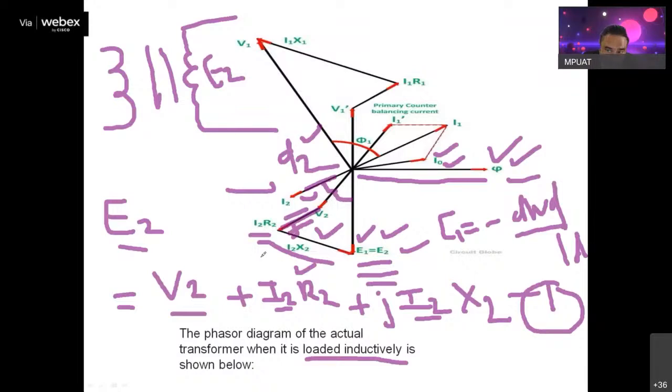Now what happens on the primary side? A no load current is there, I naught. Now to draw the phasor diagram on the primary side, there is a voltage which is maintaining E1, and that is called V1 dash, which will try to maintain the E1. And it will be in opposition to the E1, therefore I have drawn it on this side upward.